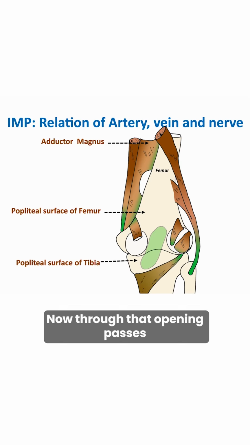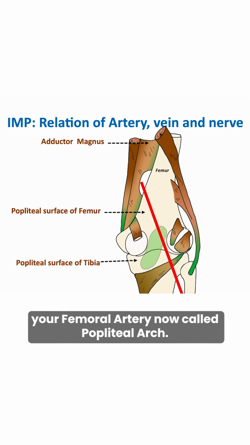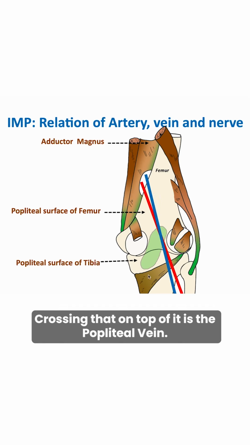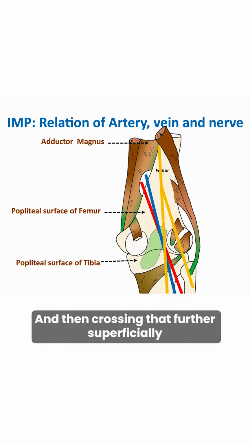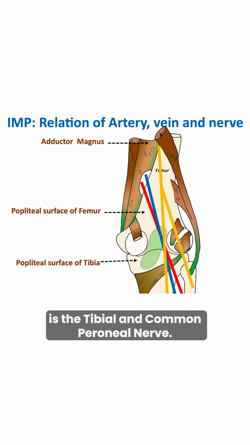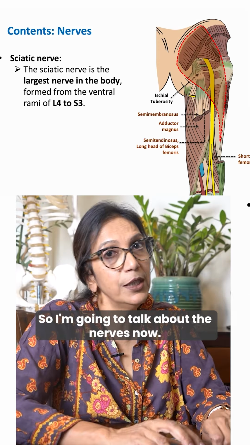Now, through that opening passes your femoral artery, now called popliteal artery. Crossing that, on top of it is the popliteal vein. And then crossing that further superficially is the tibial and common peroneal nerve. So I'm going to talk about the nerves now.